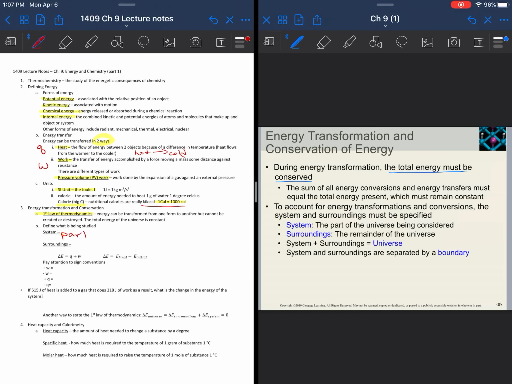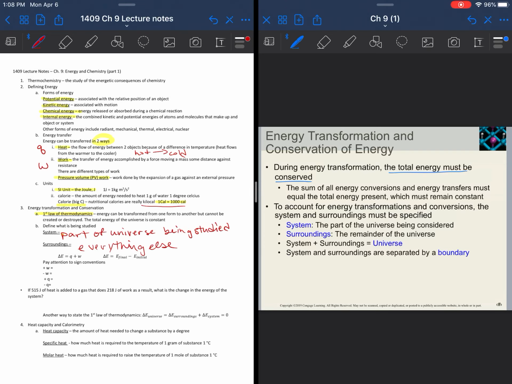Now, we're going to talk a lot about our system that we are studying. The system is just the part of the universe that you are studying. Now, that's pretty broad. If we're looking at a chemical reaction, then the system is the chemical reaction inside the container. But when you look at thermodynamic studies, your system could be the whole planet. The system could be a car engine. It depends on what you're studying. The surrounding is literally everything else in the universe.